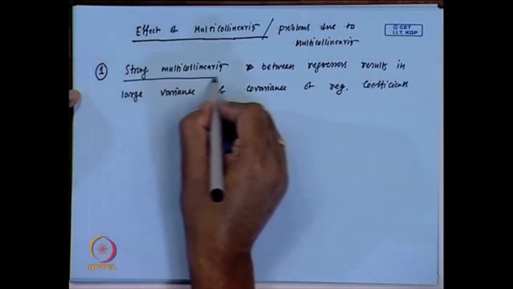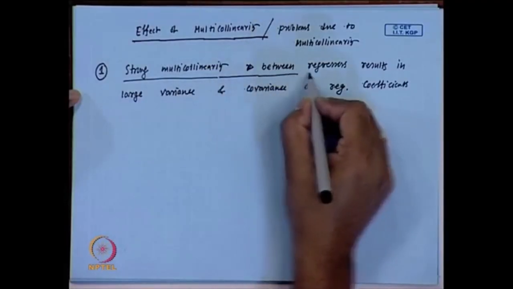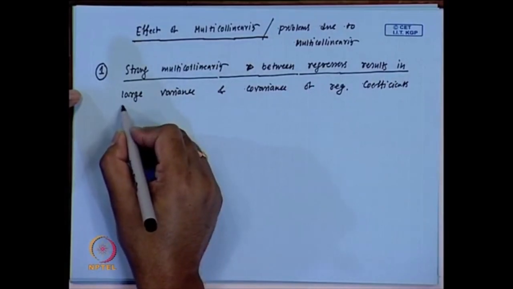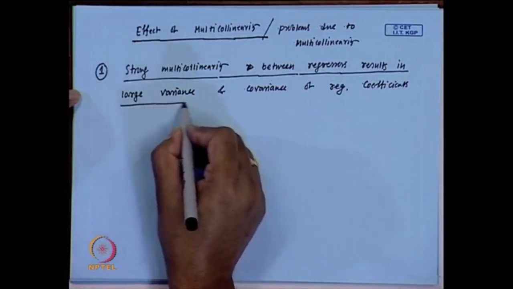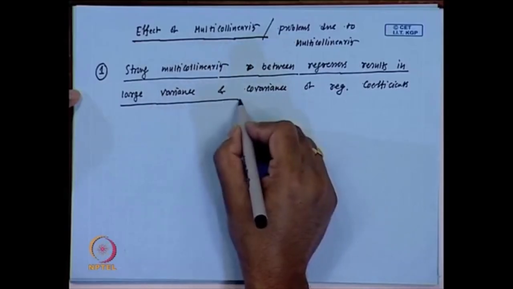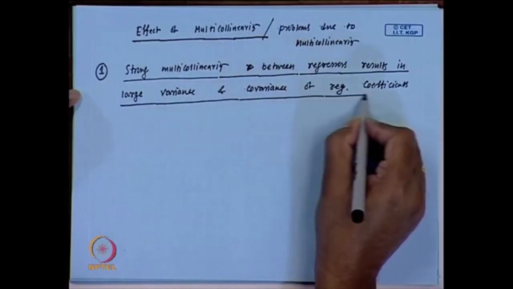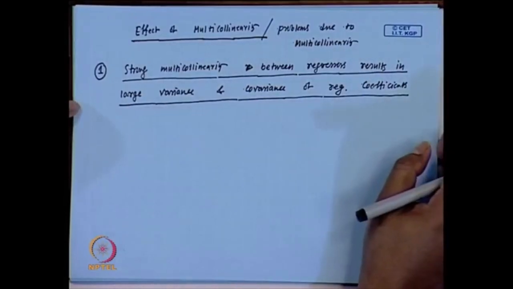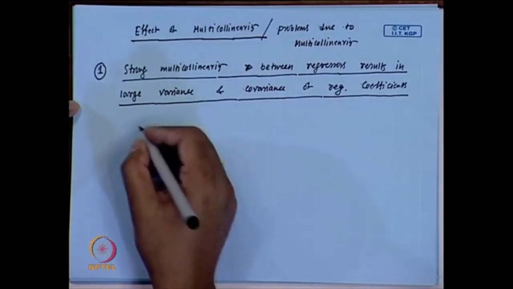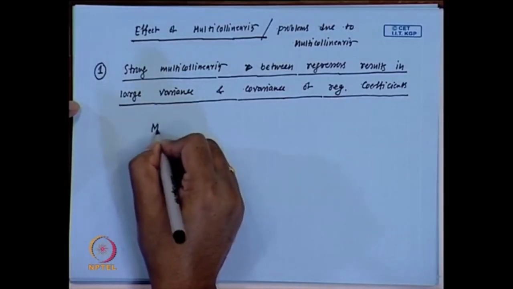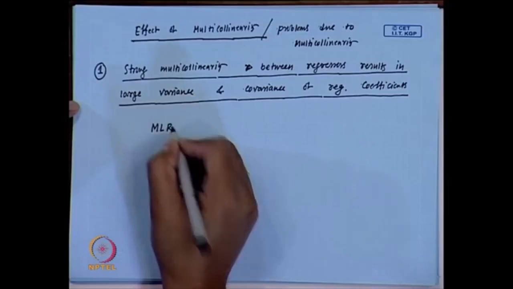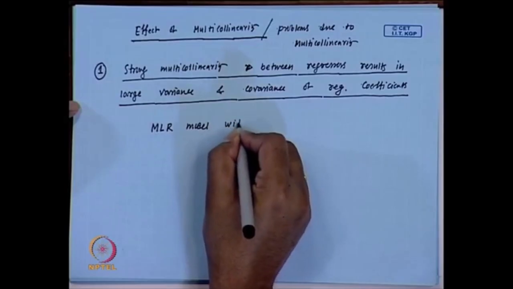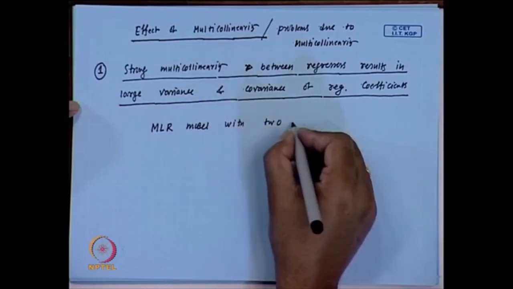Okay, so now I'm going to illustrate what I mean by this. This says that if there exists a strong multicollinearity in the data, then that results in large variance and covariance of regression coefficients. Okay, so let me consider a multiple linear regression model with two regressors.